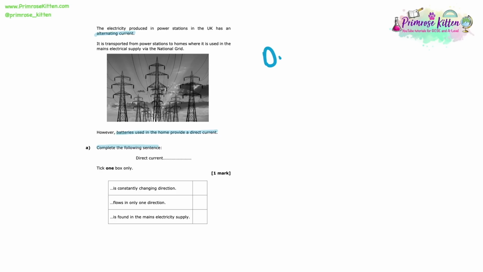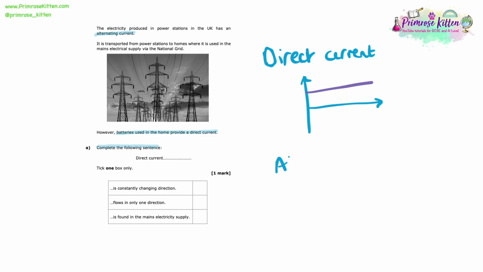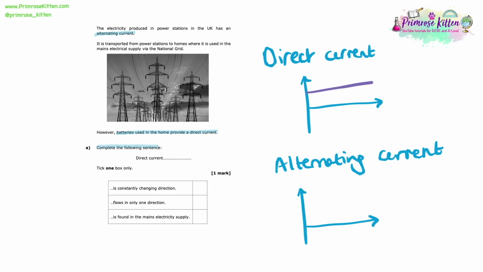Now let's remind ourselves of what a direct current actually looks like. If we were to see this on a graph, a direct current will just look like a straight horizontal line. However, an alternating current will look much more like a transverse wave. So it's going up, it's going down, it's going back up again. And so that's what an alternating current would look like. When we can visualize it like this, it makes more sense.